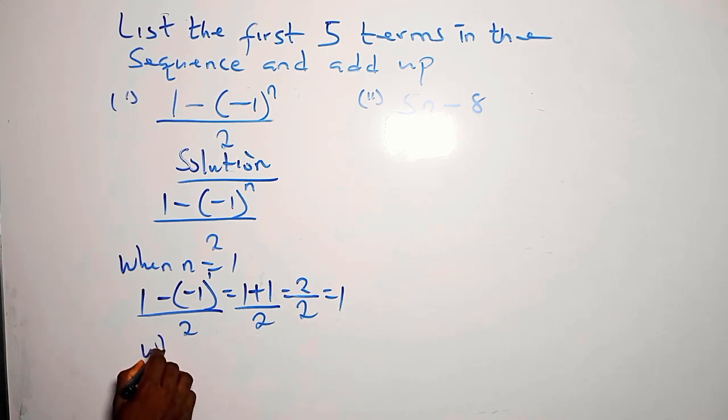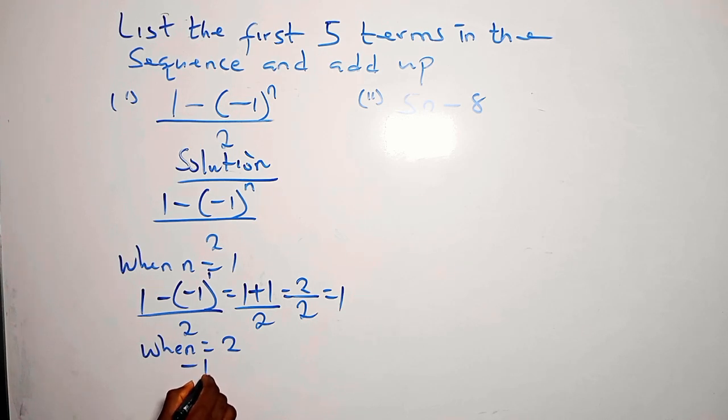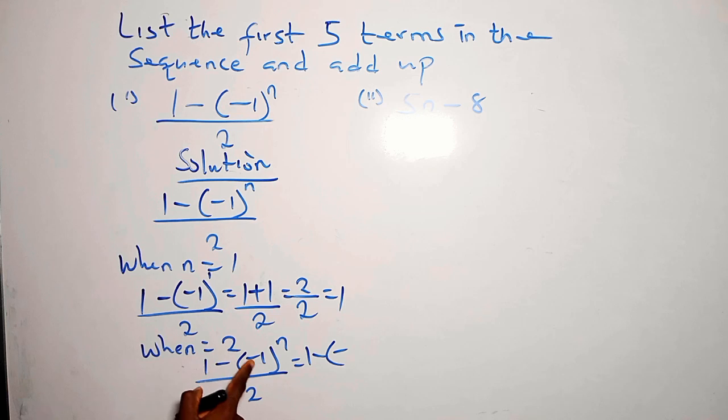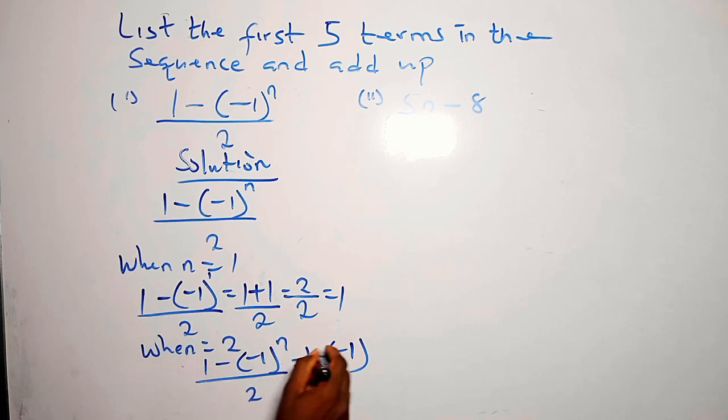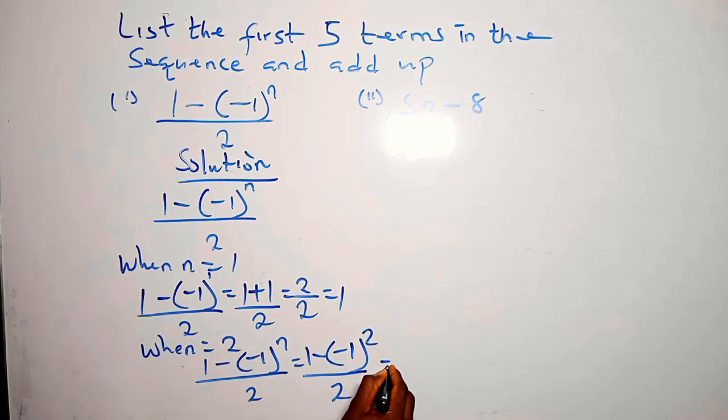When n is 2, still using this, we have 1 minus (-1) raised to power n, divided by 2. Here, for n equals 2, we have 1 minus (-1) raised to power 2, divided by 2. So (-1) squared is 1.